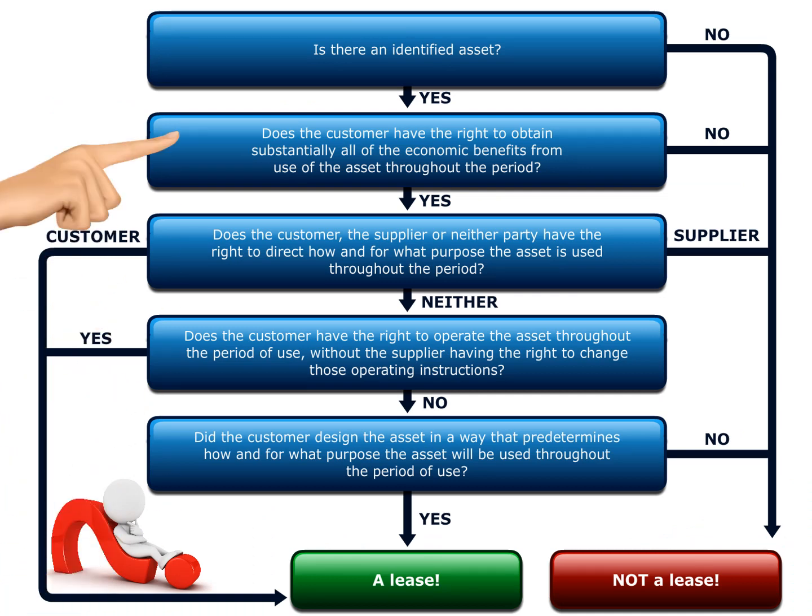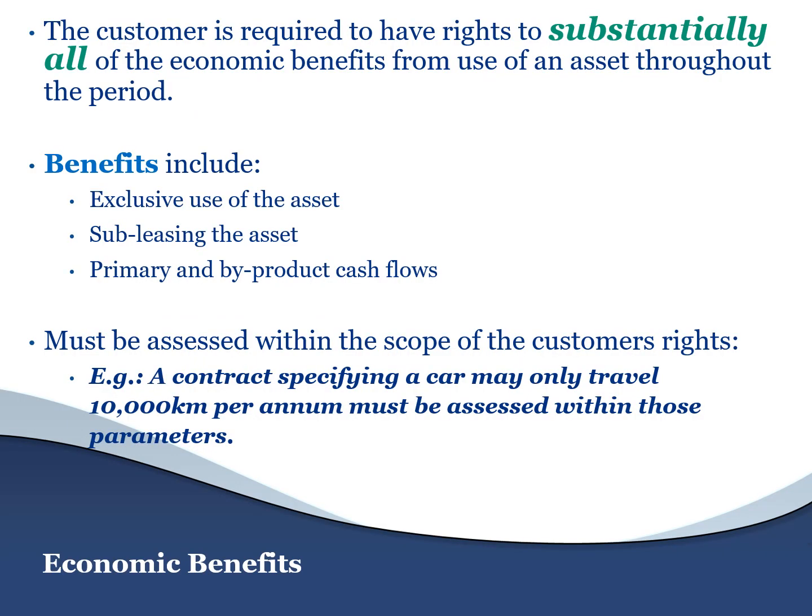The second question says, if we do believe we have an identified asset, does the customer have the right to obtain substantially all the economic benefits from use of the asset throughout the period? This is part of that control definition we took a look at earlier. Now, how do we determine whether you have substantially all the economic benefits? Well, the standard says that the customer has to be receiving all those economic benefits from the asset throughout the period. Now, those benefits arise from various areas.